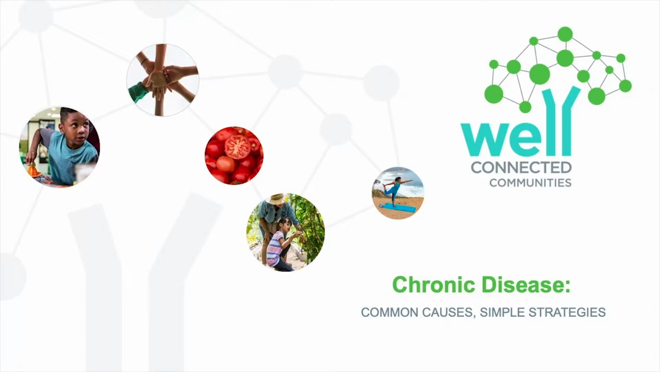6 in 10 adults in the United States have a chronic disease. These conditions are the leading causes of death and disability and the leading drivers of the nation's healthcare costs. The good news is that 70 to 90% of chronic disease risks are related not to genetics or heredity, but to lifestyle and environmental factors.